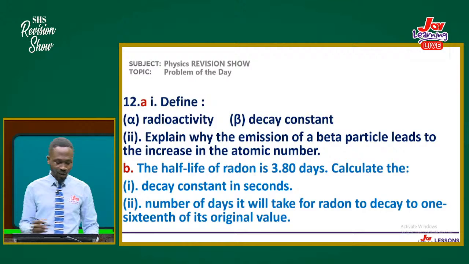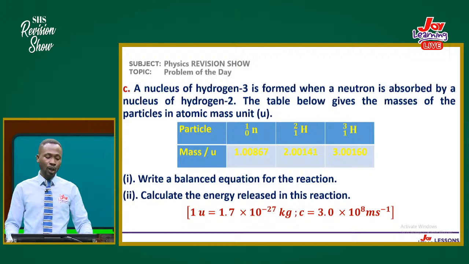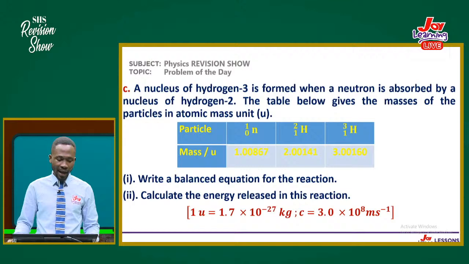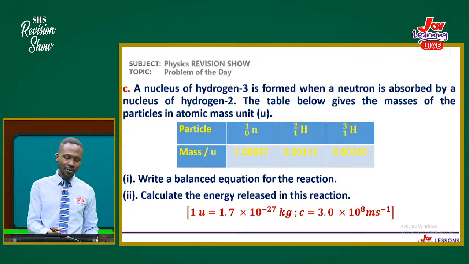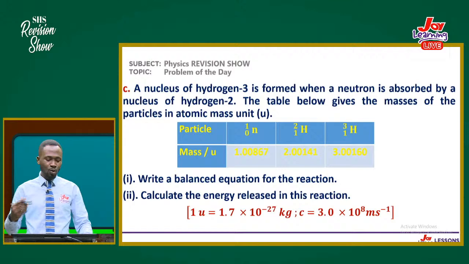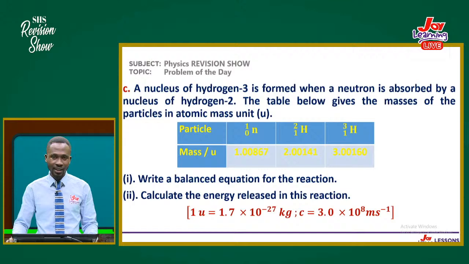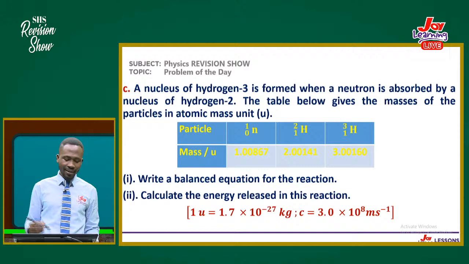That's not all. Then C says a nucleus of hydrogen-3 is formed when a neutron is absorbed by a nucleus of hydrogen-2. Then the table below gives masses of the particles in atomic mass unit, that is AMU. So you have the particle, then you have the mass from the table. Then the first thing you're asked to do is to write a balanced equation for the reaction. Then we are asked to calculate the energy released in this reaction.